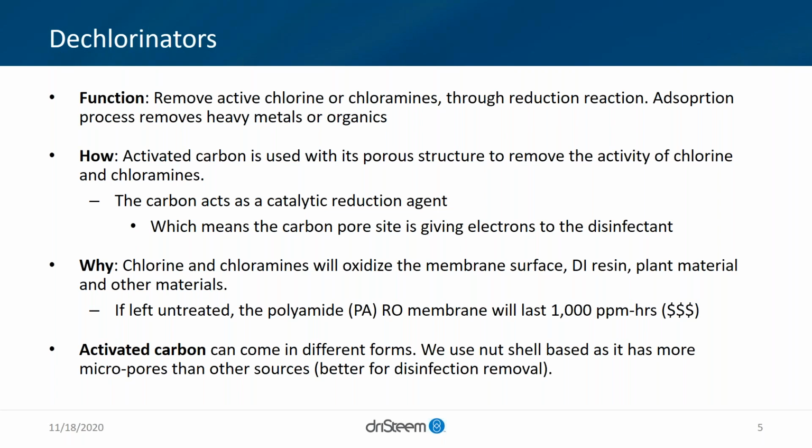Some of the other reasons why: upstream of DI resin, and also to protect plant material from being oxidized. That plant itself is biology, and the chlorine's there to destruct it. So the other note on this page is there's different forms. Again, just like there's different reasons to use activated carbon and dechlorinator technology. The most common one is using a nutshell, particularly coconut, to give the most micropores as they activate that.